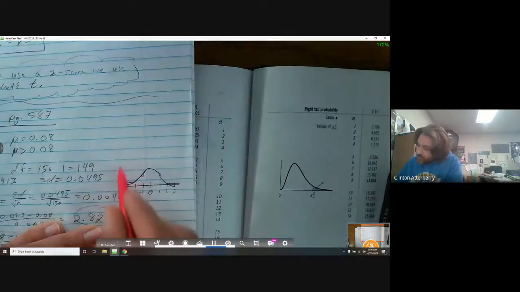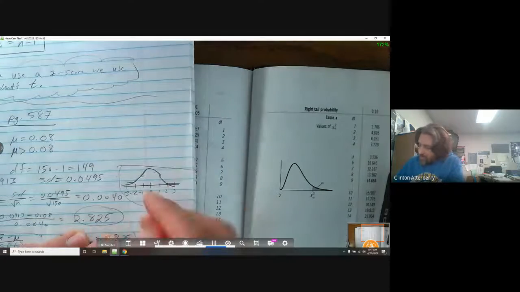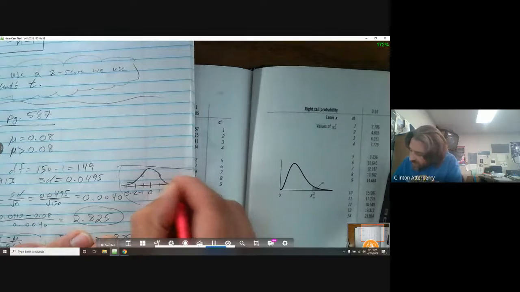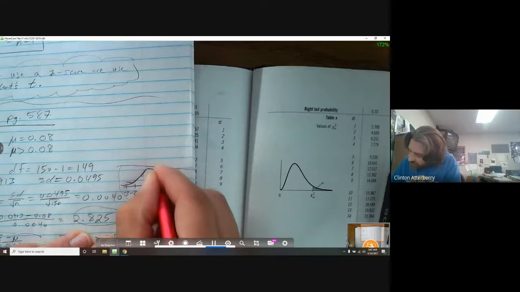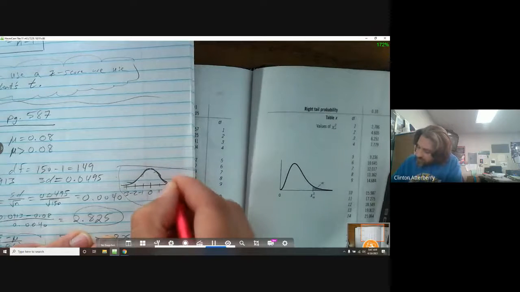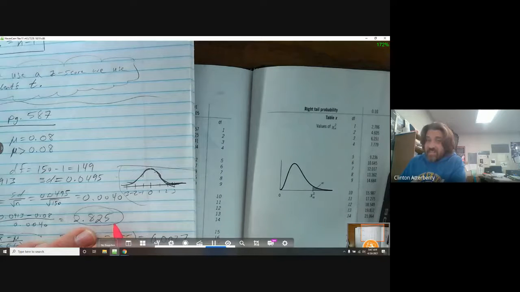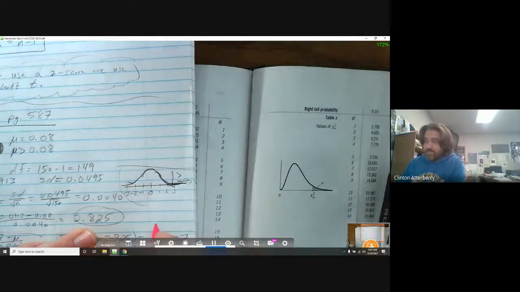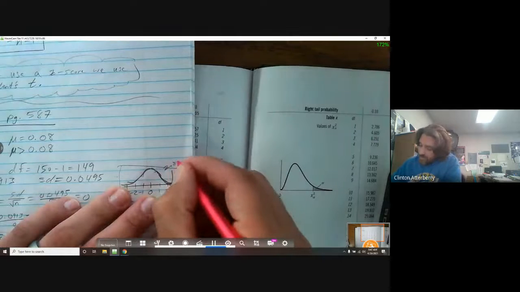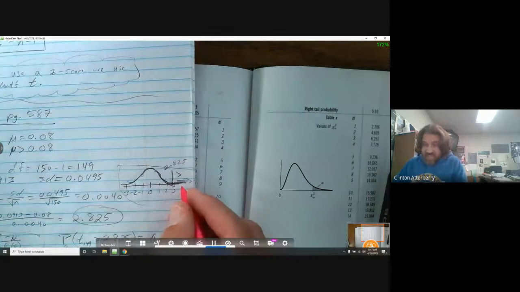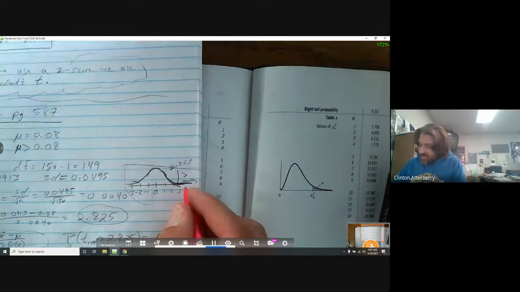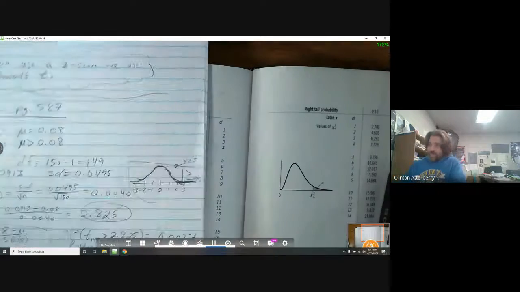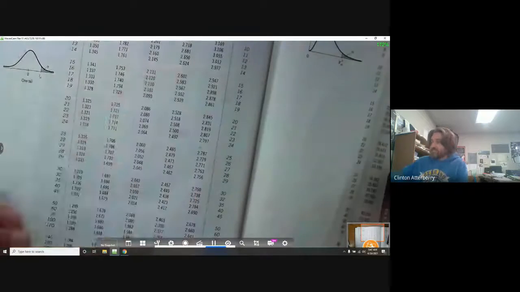2.825 would be around here, and I would just be shading the greater than. I would just be shading the greater than right here. It would just be this side over here shaded. That's at 2.825. So the right side shaded, that little itty bitty piece in there, 2.825. Remember the degree of freedom.